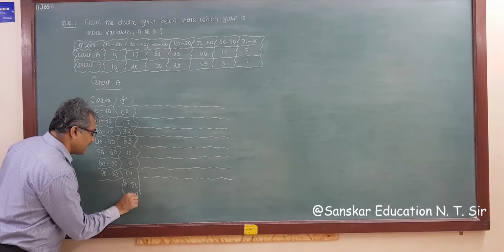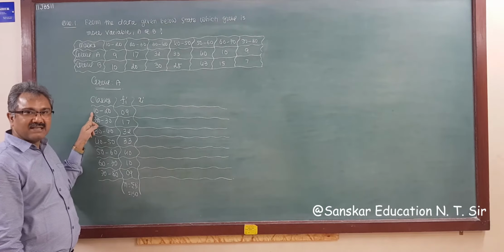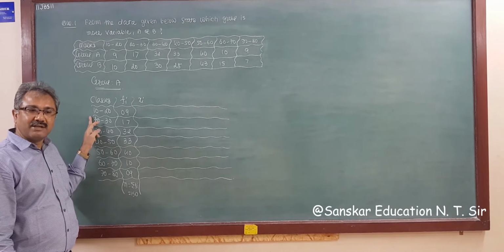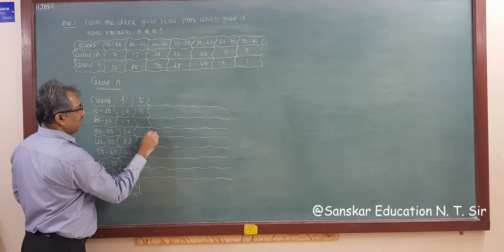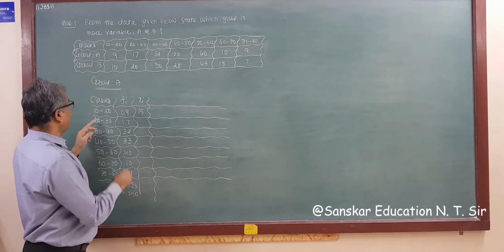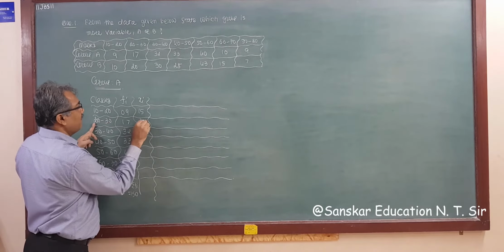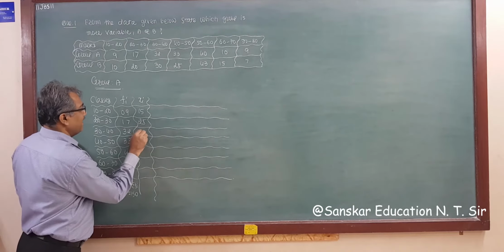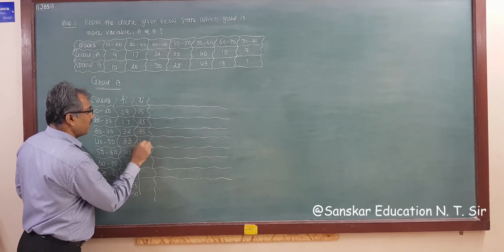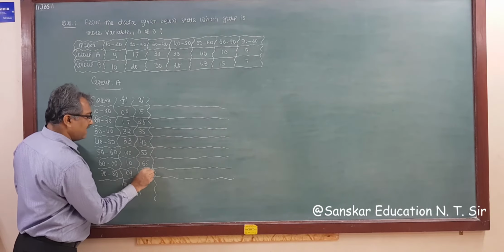Now we require xi. Xi is the midpoint of the class. There is 10 plus 20 is 30, 30 divided by 2 is 15. So xi is 15. For 20 to 30, 50 divided by 2, that is 25. So see here, the class length is 10, so we have to add 10 here. So we will get 35, 45, 55, 65, and 75.